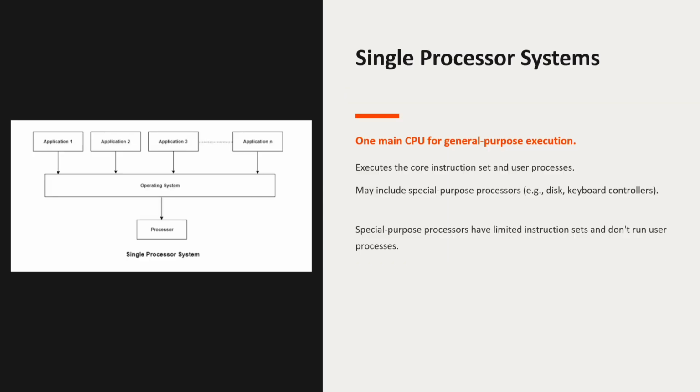A single processor system has one main CPU. This CPU is responsible for executing the core instruction set and running user programs and processes. However, such a system may also contain special purpose processors, for example, disk controller, keyboard controller, and display controller. These special purpose processors have a limited instruction set. They do not run user programs, and only assist the main CPU in specific tasks. So in short, one main CPU does all general purpose work. Supporting processors help but do not replace it.